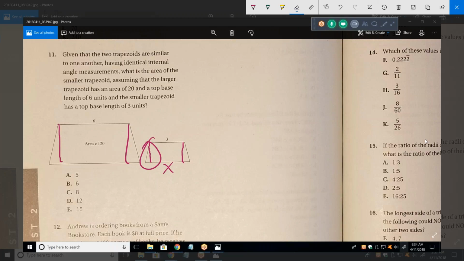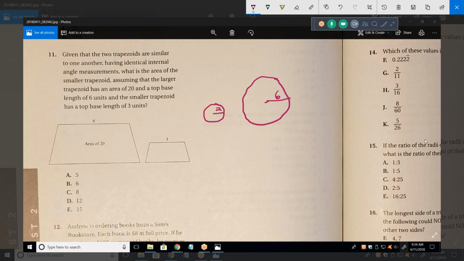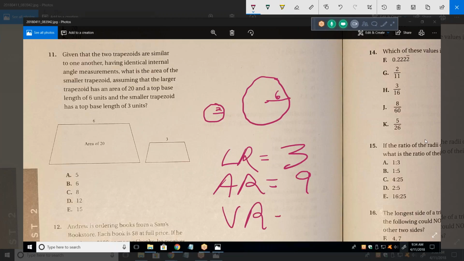really key thing is understanding that the same thing applies to a circle. Any similar figures. If the radius of that circle is 2, and the radius of this circle is 6, what's the linear ratio? That is a linear measurement. What's the linear ratio? Big to little. 3. What's the area ratio? Big to little. 9. And what's the volume ratio? Big to little.